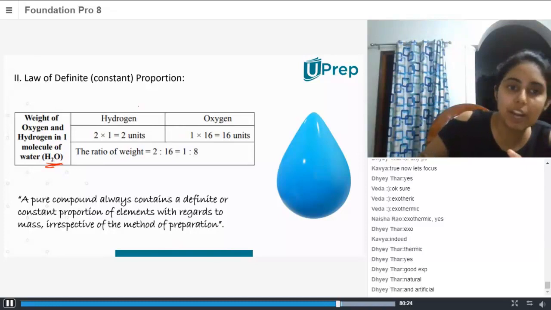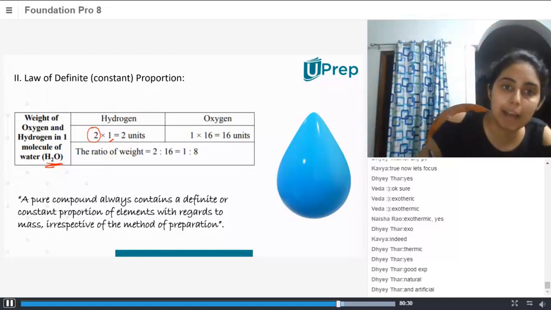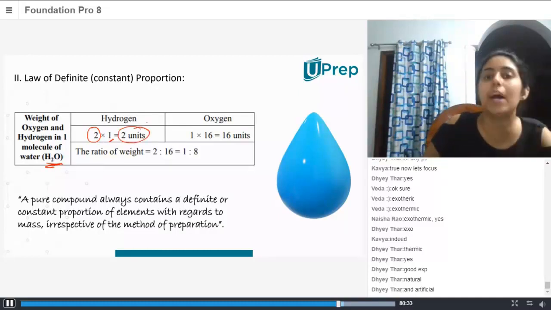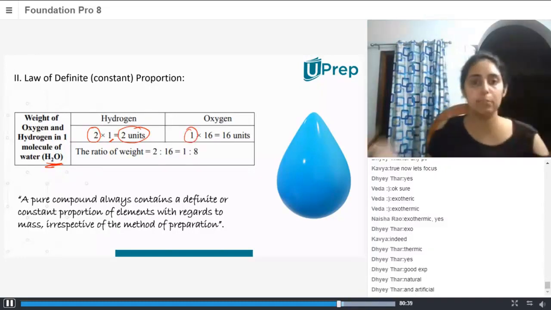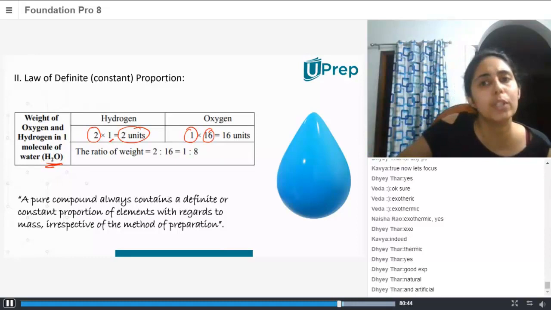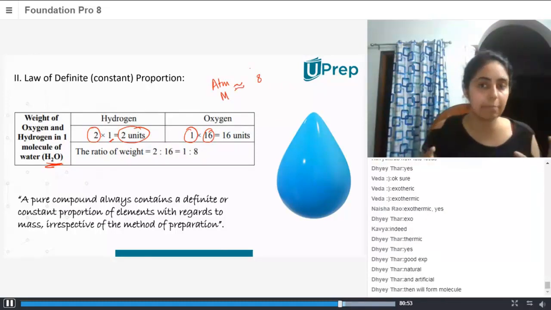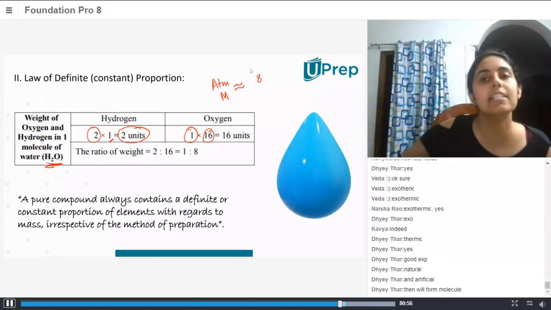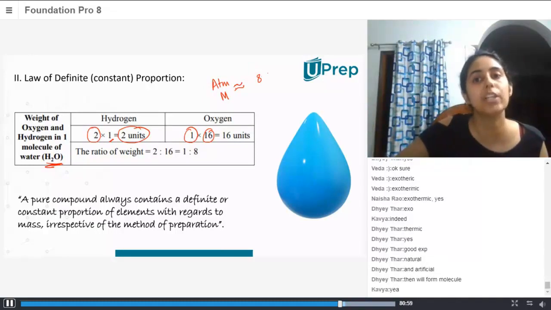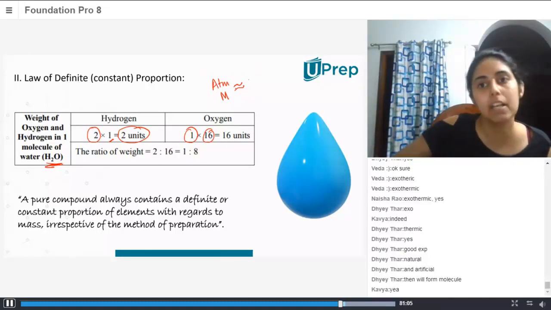So 2 atoms of hydrogen, and I'm going to take unit mass equal to 1. So I'll end up having 2 units of hydrogen because there are 2 atoms. And then I have 1 atom of oxygen, and the mass of oxygen is 16, almost 2 times the atomic number. Not every time, sometimes, and I will explain this later on. So atomic mass is almost equal to 2 times the atomic number.